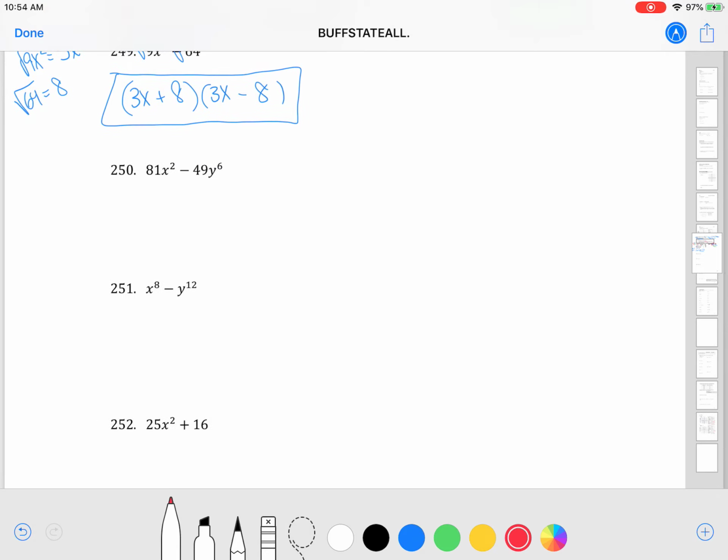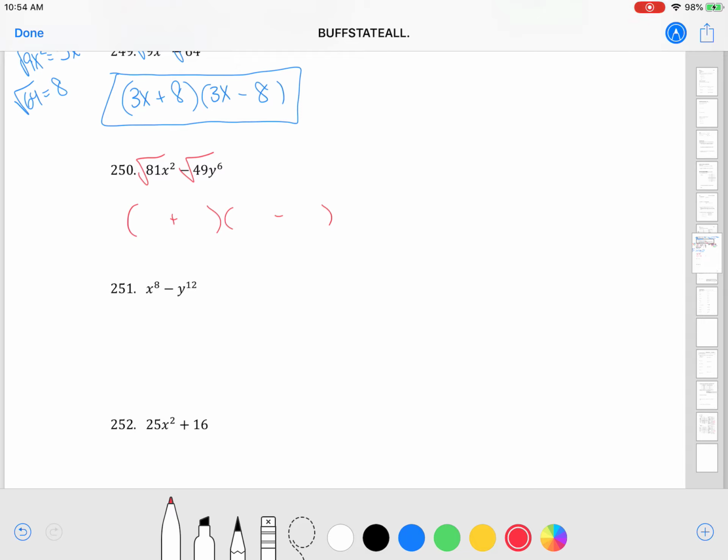All right, next one, 250, same idea. You would want to see if there's a GCF to start. There isn't one, so what you do is you see if DOPS applies. I have the difference, which means subtraction, and both of those are perfect squares. So I'm going to jump right in and start by doing my difference of perfect squares method with my two sets of parentheses, one with a plus, one with a minus.